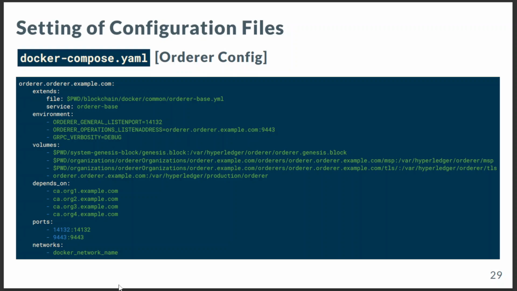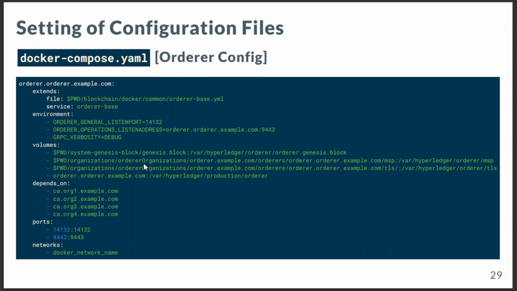So for the orderer config, this is the full-fledged orderer config for an up and running network. Of course, it extends the base file and the service that it extends. Environment variable listen port. This is a different port that it will be listening to compared to the peers, because every port needs to be unique. And the orderer listen address, of course, the address and the port where it will be listening, and gRPC verbosity for the gRPC communication.